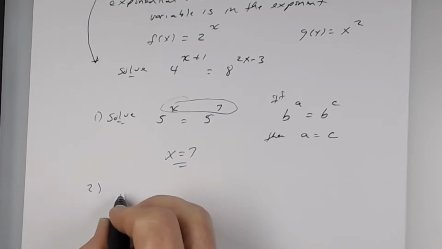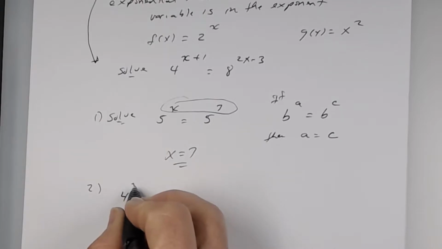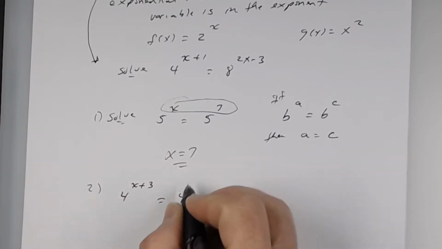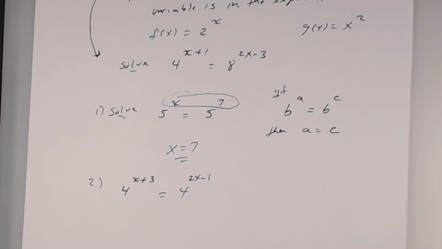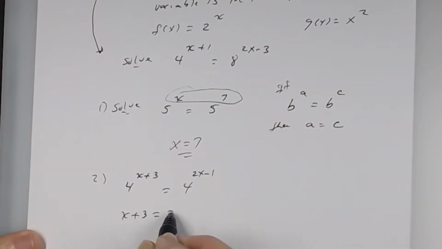Number 2. Suppose I had this: 4 to the x plus 3 equals 4 to the 2x minus 1. I've got to find out what x is. 4 to the x plus 3 equals 4 to the 2x minus 1. So what are you going to do? X plus 3 must equal what? 2x minus 1. Why is it that I can just set the exponents equal to each other? Because the bases are the same. So x plus 3 must equal 2x minus 1.